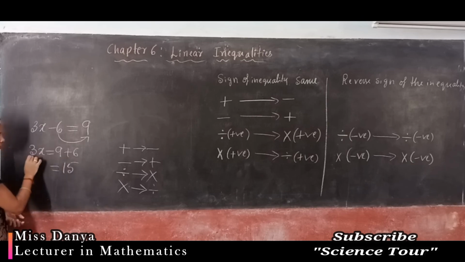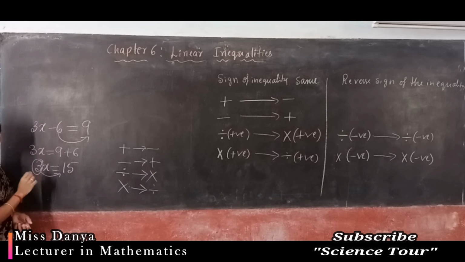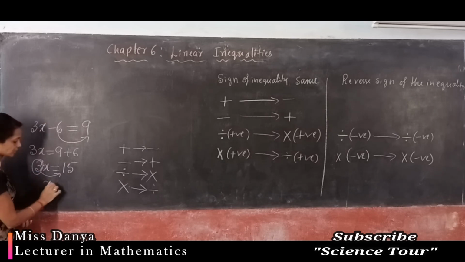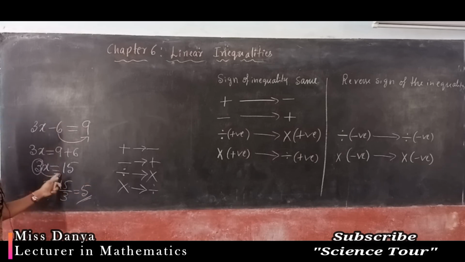That is 15, and on the left side you have 3x. Now here, x is multiplied by some number, and on the other side we are shifting it as division by that number. Okay, x is equal to 15 divided by 3, that is equal to what? 5. Like this you are solving an equation.